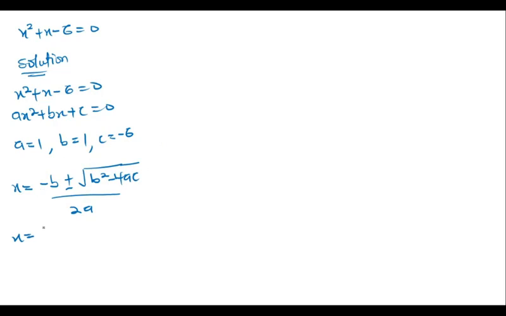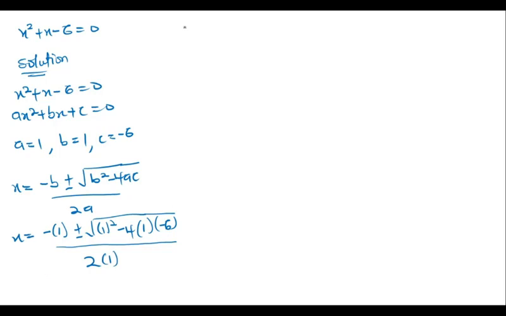So our negative b becomes negative 1 plus or minus root of b squared, which is 1 squared, minus 4 times a, which is 1, times c, which is negative 6, all over 2 times a, which is 1. So from here we further simplify and we have negative 1 plus or minus root of 1 squared is 1. Then negative 4 multiplied by 1 multiplied by negative 6 will give us positive 24, all over 2 multiplied by 1 is 2.